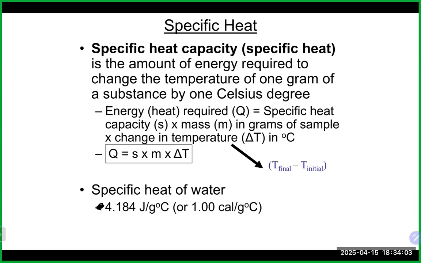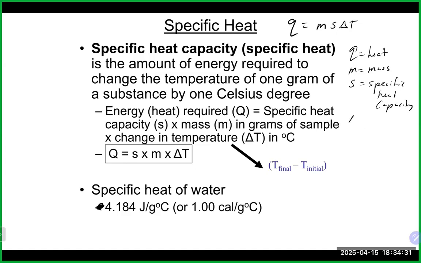There is a specific heat equation that maybe you remember: Q is equal to m s delta T. Q is heat or energy. M is mass. S is the specific heat capacity. And delta T is the change in temperature.